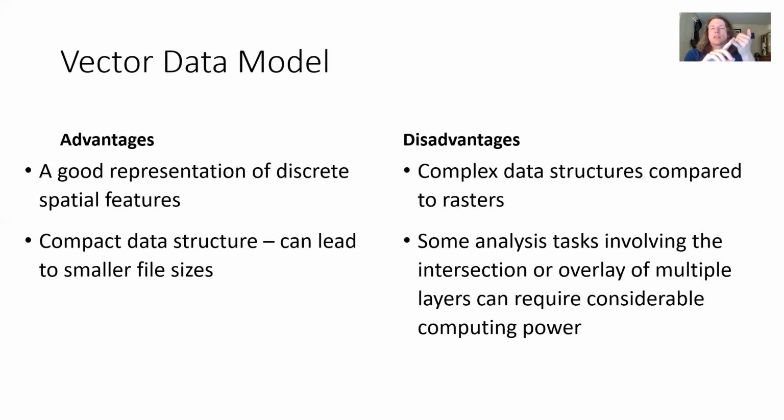The disadvantages are that it's a very complex data structure compared to rasters. So one, it can make things a little more difficult to understand, but it can also make some different tasks more difficult to conduct. So certain types of vector-to-vector overlay operations that rely on intersecting or overlaying multiple layers can actually require a lot more computing power than just stacking raster images where the domain is all the same. So the math that you do with vector data can be a bit more complex.